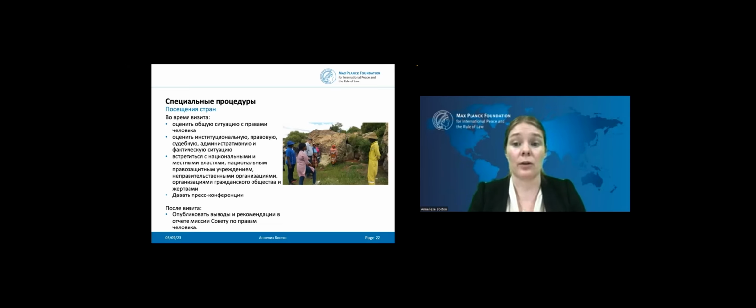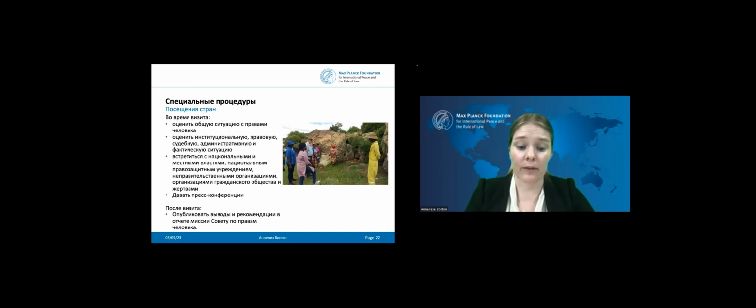Civil society could encourage a special rapporteur to visit their country, and they can do this by writing to the special procedure outlining why they should visit. Or they could encourage their government to invite a special procedure. If the special procedure does decide to visit, civil society can aid in the preparation of the visit, including by providing advance information, including who they think they should meet with. Many special procedures will issue a call for information prior to their visit, and you can find these on the OHCHR website.